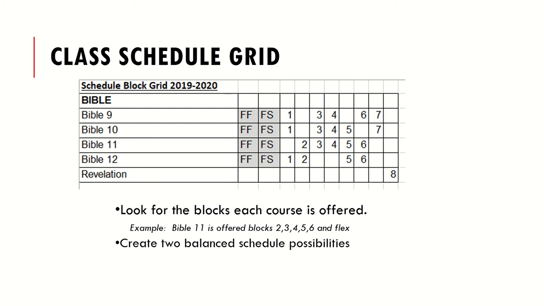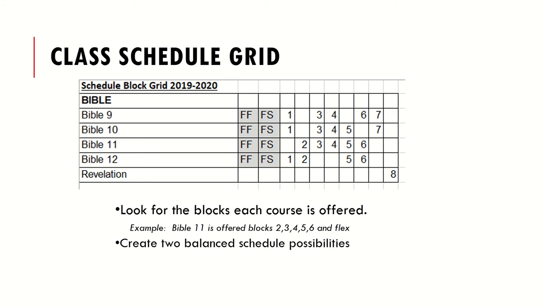On this sample grid, you can see that next to Bible 11, it says 2, 3, 4, 5, and 6. These are the blocks that this class is offered. Next to Bible 12, you see 1, 2, 5, and 6. These are the blocks that Bible 12 is offered. Next to a few classes, you'll also see an FF and FS. FF means the class is offered during Flex in the fall. FS means it's offered during Flex in the spring.